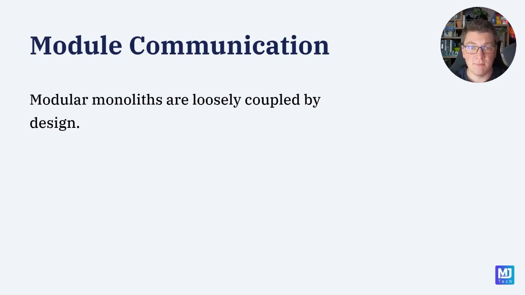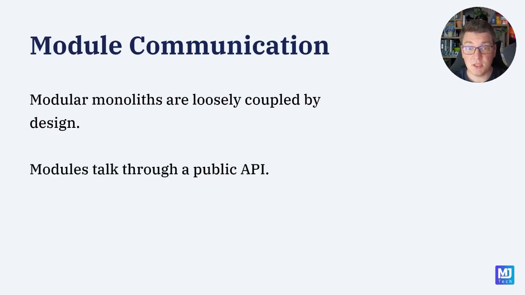The modules inside of a modular monolith are loosely coupled by design. This is because the modules only talk through a public API. Now, there are two ways how we can implement a public API. We can do this using method calls, which are in memory, very fast and efficient, or we can implement this using messaging, which means that we have asynchronous communication at the cost of increased complexity.